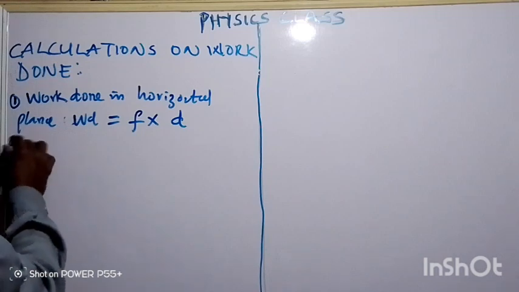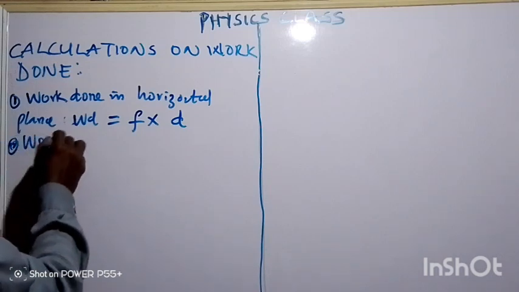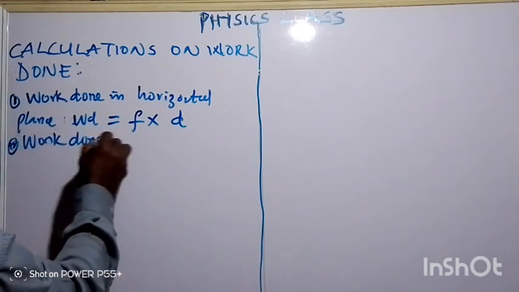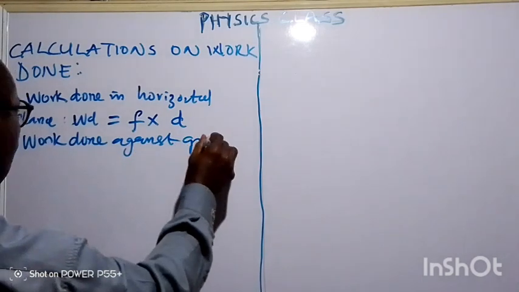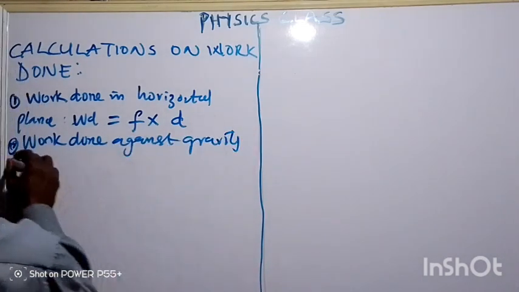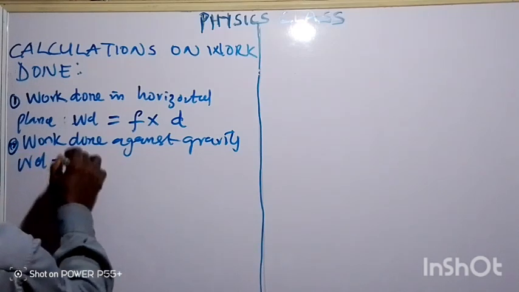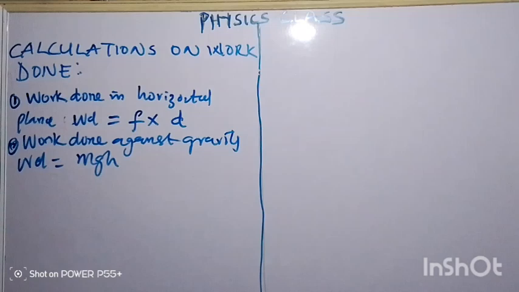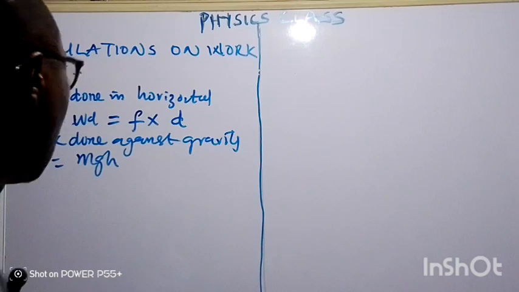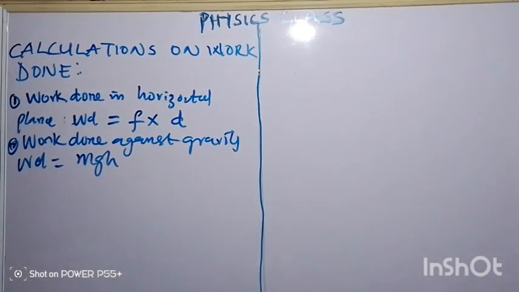2. Work done against gravity. That is, WD is equal to mgh: mass of the object, acceleration due to gravity, and the height attained by the body.